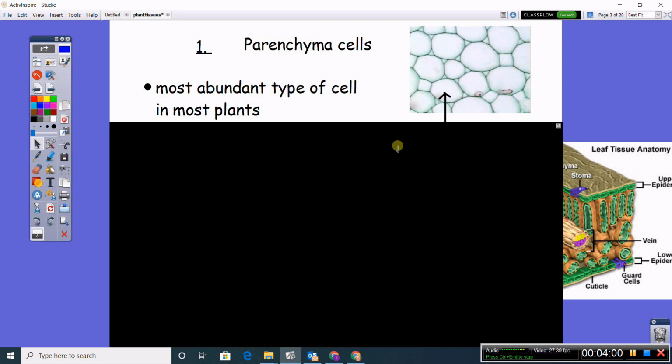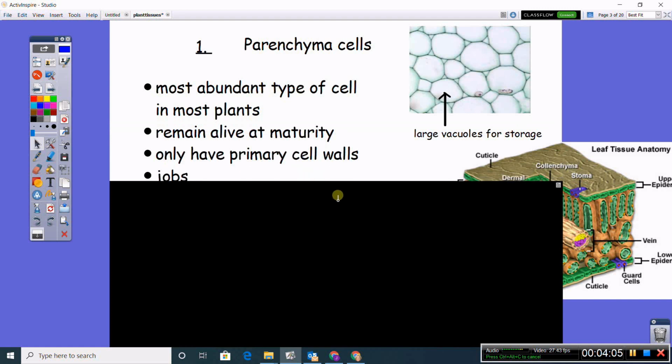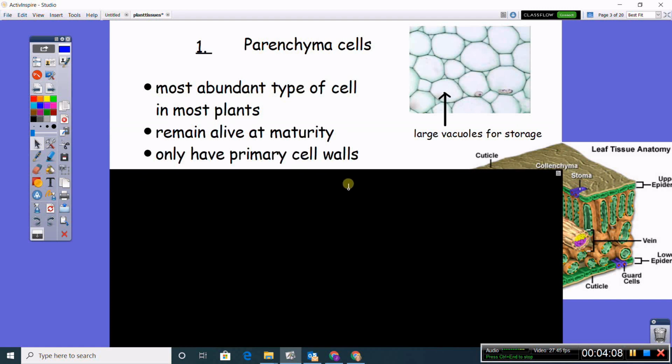Okay, this is the most abundant type of cell in most plants. I'll tell you some different places where it'll be located. One thing you're going to hear a lot about today in notes is whether these cells are alive at functional maturity. So these particular ones are alive, but some of the other ones will be dead at maturity. Those are usually found in your woody stems and tissues. Parenchyma cells are quite flexible, so they only have primary cell walls. Notice here it kind of looks like an empty cell, and it's not empty at all. It just has a very large vacuole for storage.